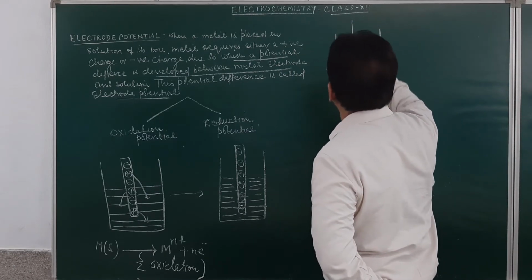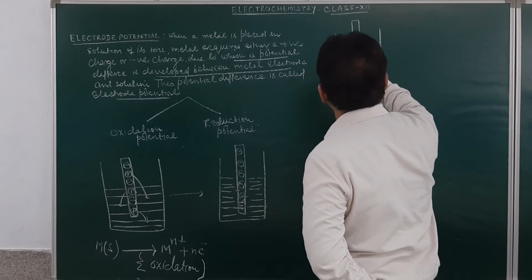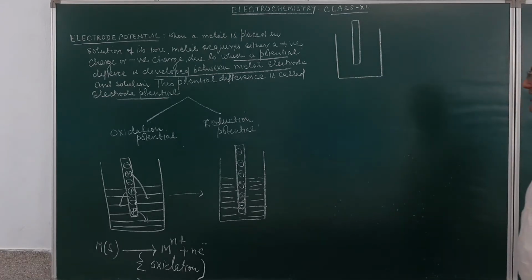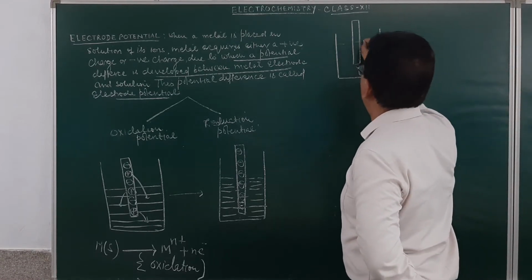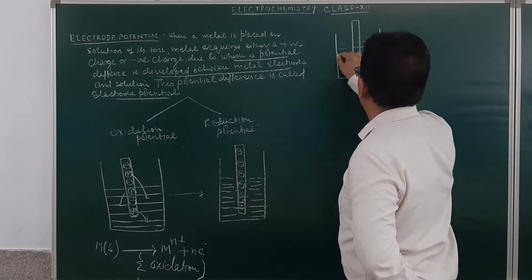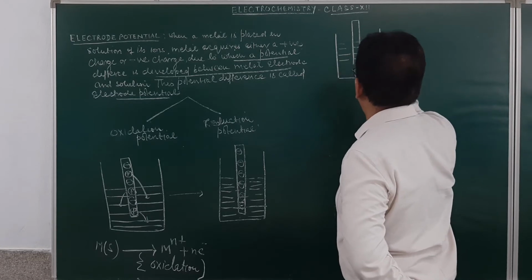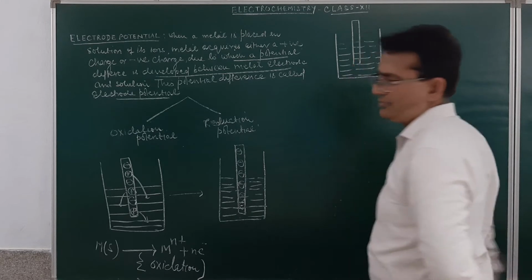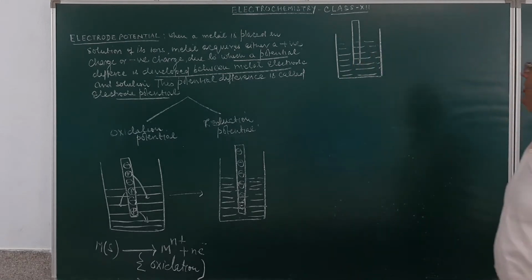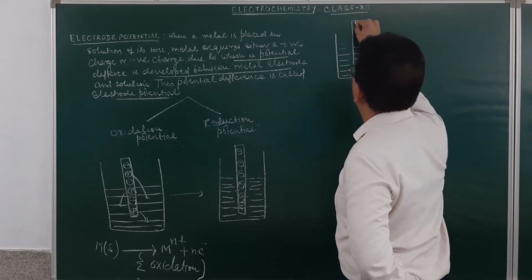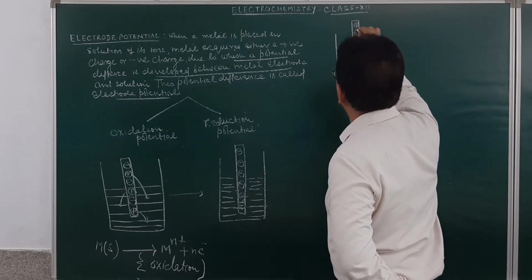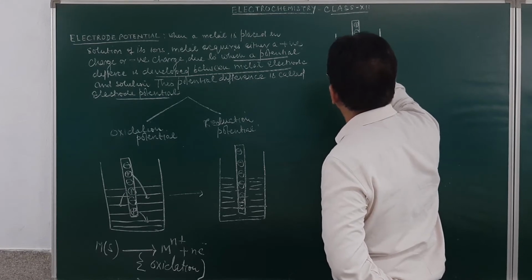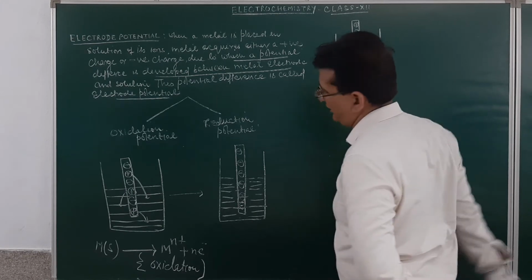we have got the electrode. This electrode is again dipped in the electrolytic solution. Yes. Now here again in the electrode, there will be positive charge, there will be negative charge, positive charge, negative charge, positive charge, and the negative charge.